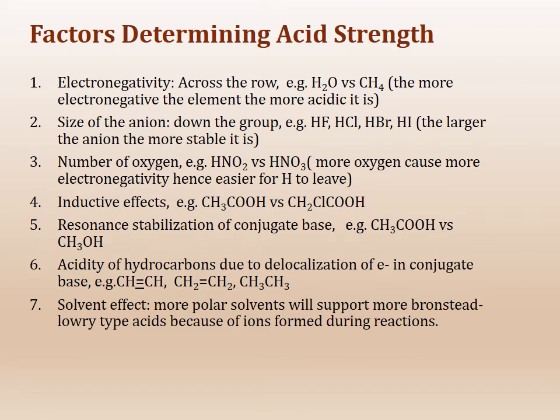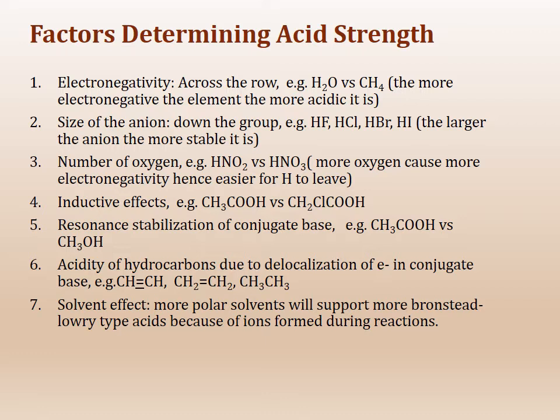Okay, so here are some factors that actually determine acid strength. This is something that you do have to remember, so please understand this carefully. This will be useful for you in Organic 1 and Organic 2. Okay, so the factors that are important for us are electronegativity, which is across the row, which means as we go across the table, electronegativity increases, and we'll talk about how that affects the acid strength.